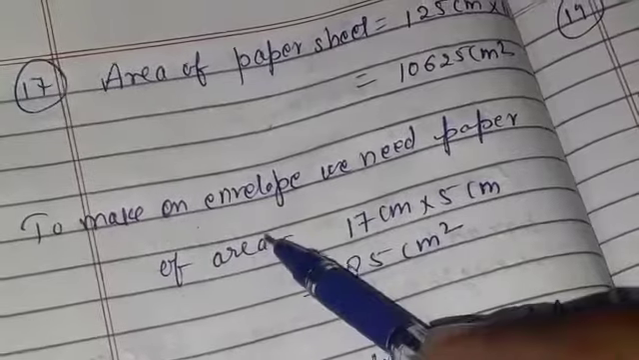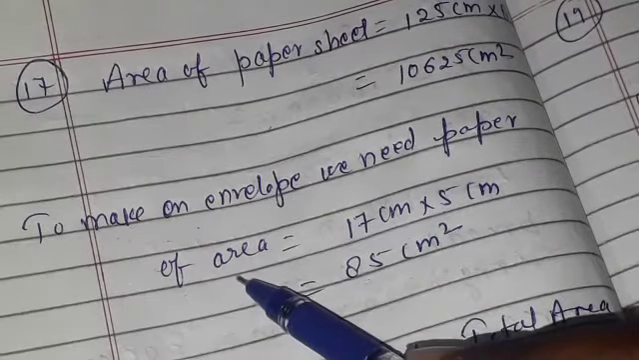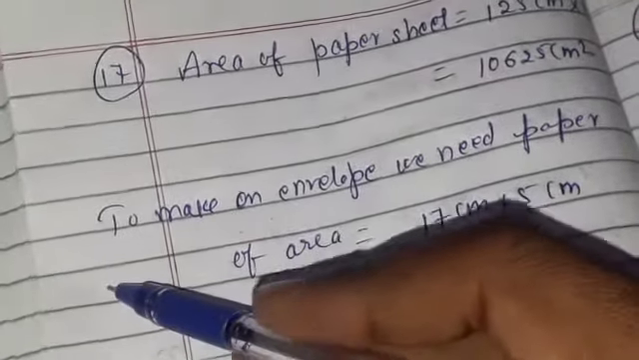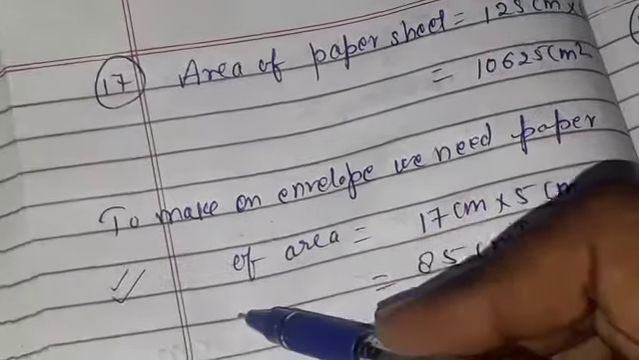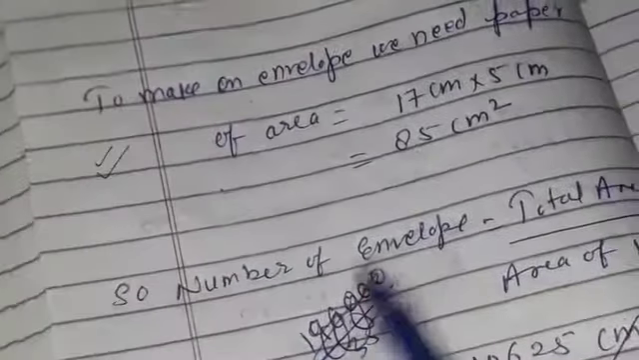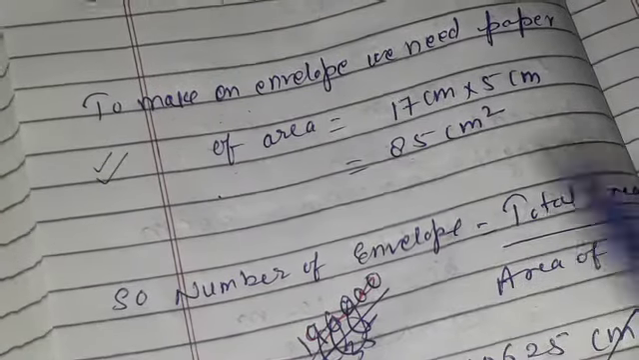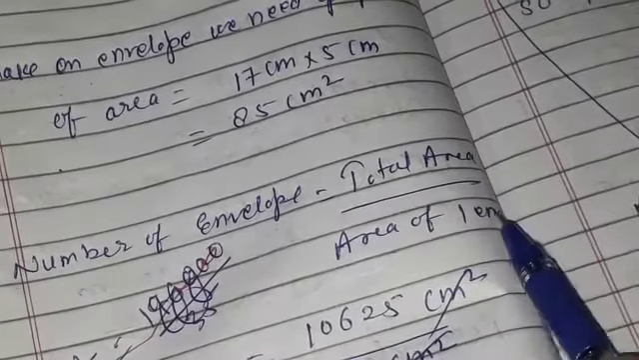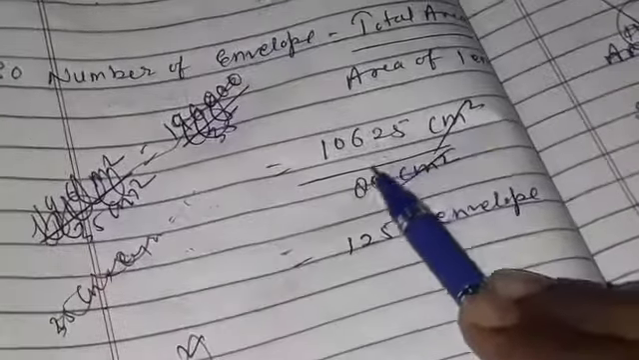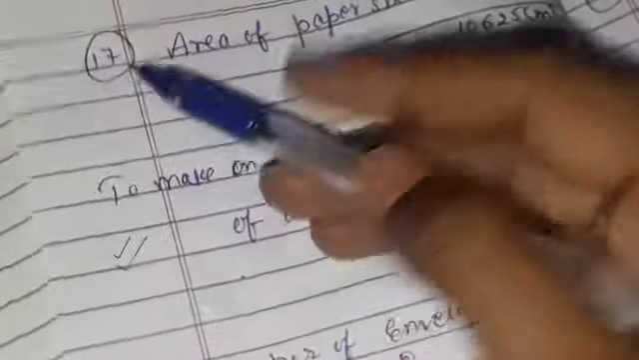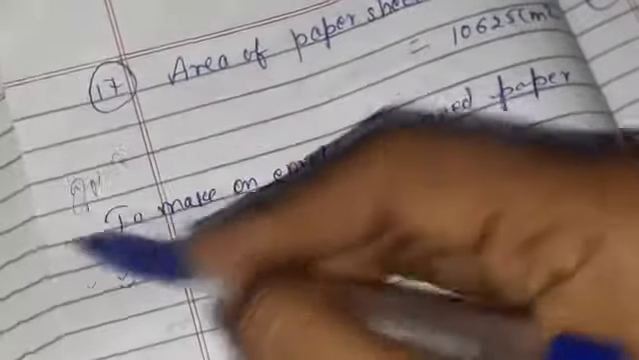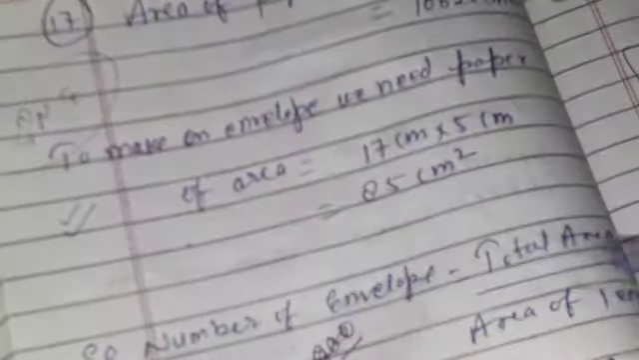So now class, again you can remember the question number 7. I told you when they give you total area and area of one envelope, two things are there. So they ask you about the number of envelopes. Remember class? So number of envelopes means total area upon area of one envelope. So by solving this, we will get 125 envelopes. So class, this question is same like question number 7. I told you how to calculate the question by these 3 points.